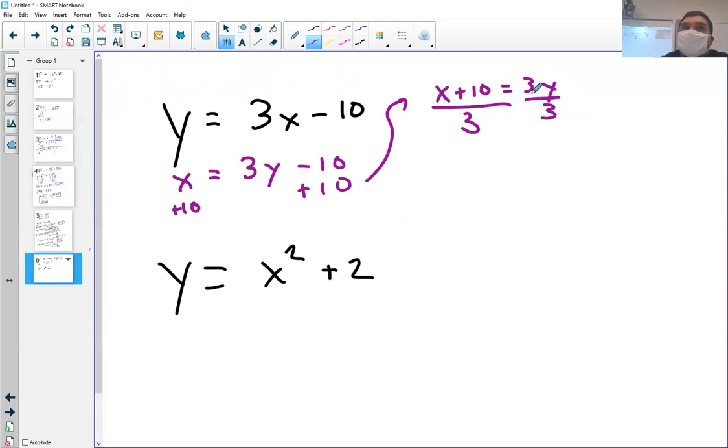When you divide both sides, remember everything needs to be divided. If you multiply both sides, everything will need to be multiplied. You could think of it as a type of distribution. So x plus 10 over 3 equals y. Once your y is alone, you're done.